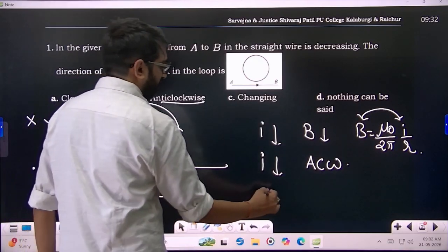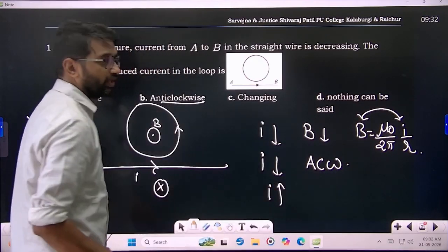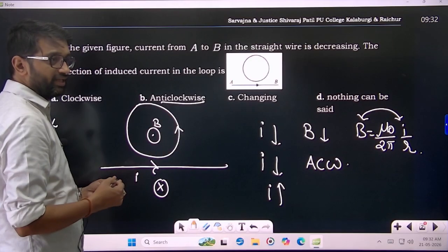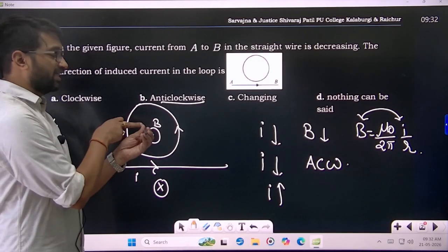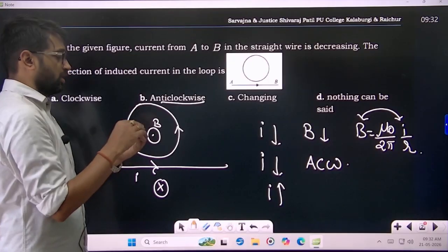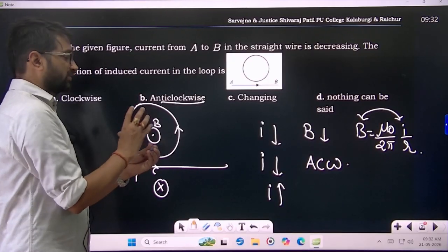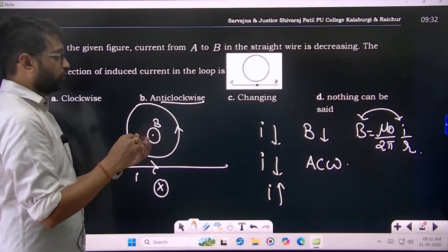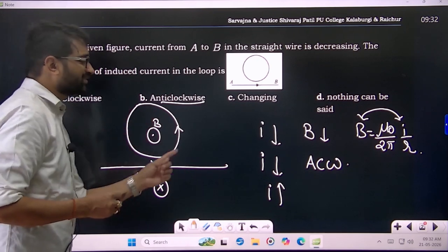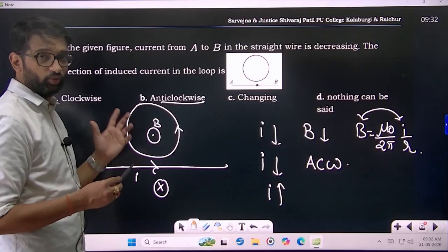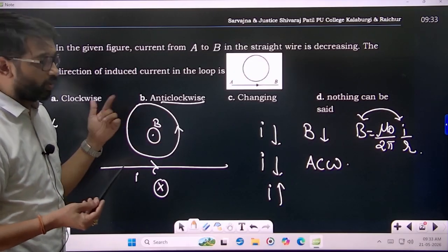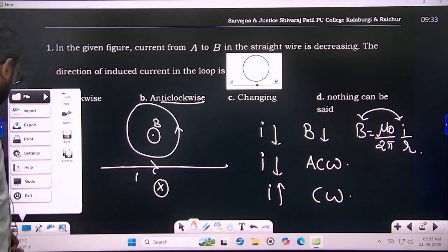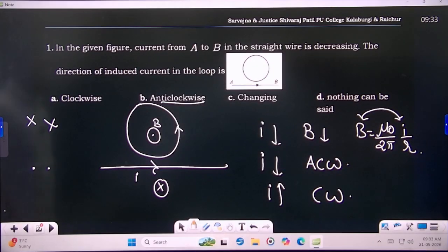Opposite, if the current is increasing, then the field also will increase. Then the field increasing means the magnet is moving towards. So south pole is moving towards. When south pole moves towards, according to Lenz's law, that has to be opposed. So to oppose south pole, you need again a south pole over here. South pole repels a south pole. So south pole means clockwise direction. So this will be clockwise direction. So this is our first one.